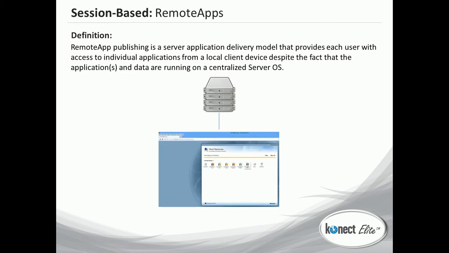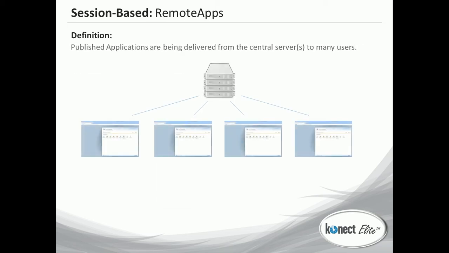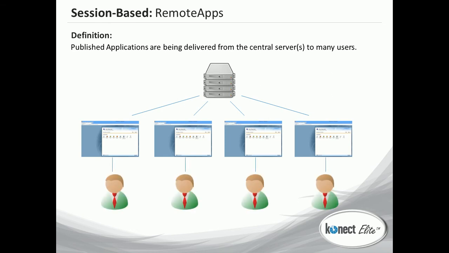Now let's look at Remote App Sessions. Remote App Publishing is a server application delivery model that provides each user with access to individual applications from a local device despite the fact that the applications and data are running on a centralized server operating system. In other words, it looks and feels as though the user is running the app locally, but they're actually viewing a remote app session that is running on a server. It's basically the same as hosted server desktops, but the users are only getting their applications, not the entire desktop. Applications are being delivered from the server to many users.